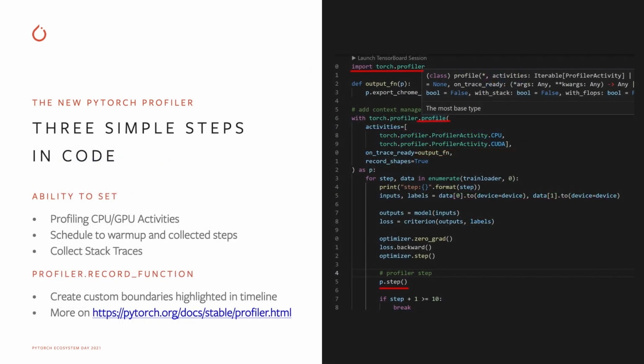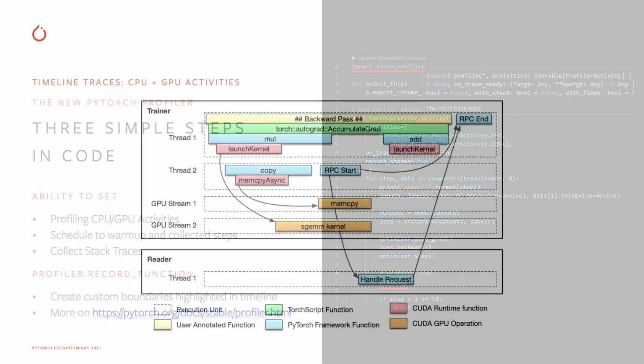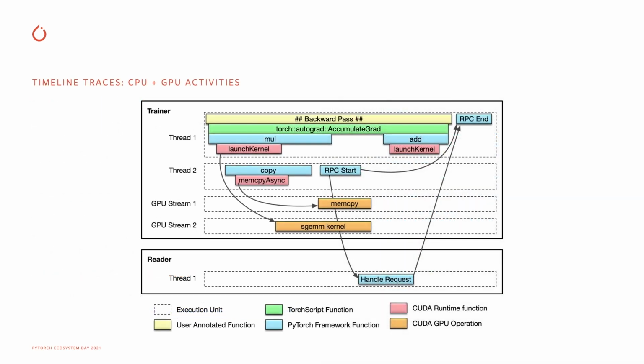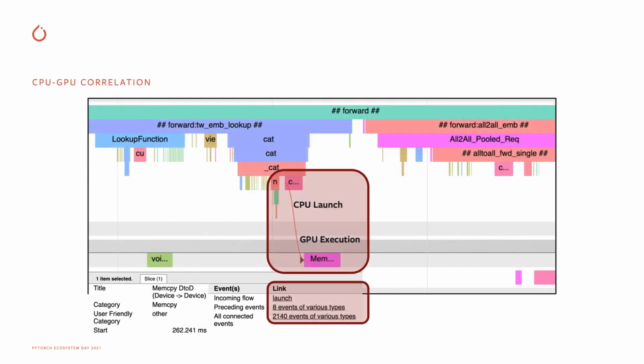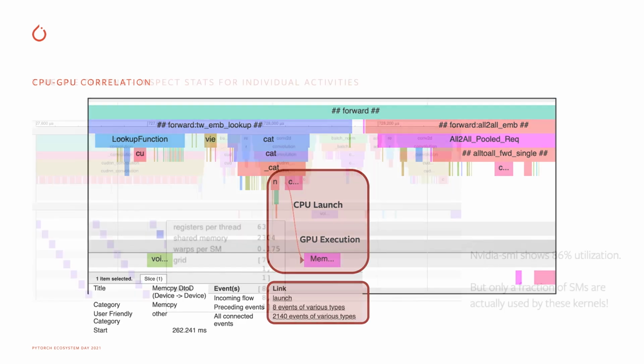Just import torch profiler and then set the context and pass parameters like GPU, CPU activity tracing, record tensor shapes, and then in the training loop, call profiler.step for the traces. In the timeline traces view, one can see all the CPU threads and the GPU streams and see all the PyTorch ATen ops and the CUDA kernels and user annotated record functions. One can see the flow of events from CPU to GPU and identify bottlenecks.